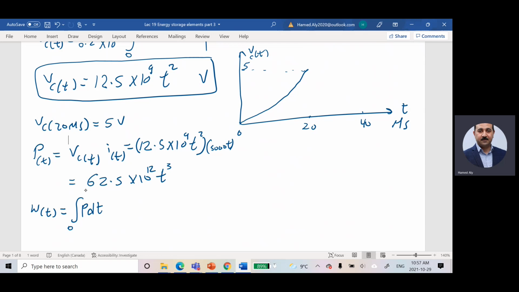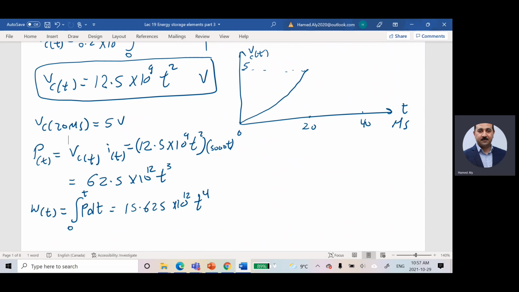So if you try to substitute by this guy as a function of T, it is equal to the integral of this. So it will be this number, t to the power 4 divided by 4. Yes. So if you try to calculate this guy, it will be equal to 15.625 times 10 to the power 12 t to the power 4.